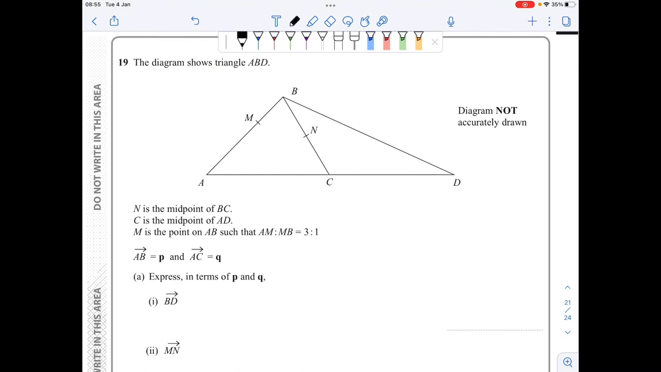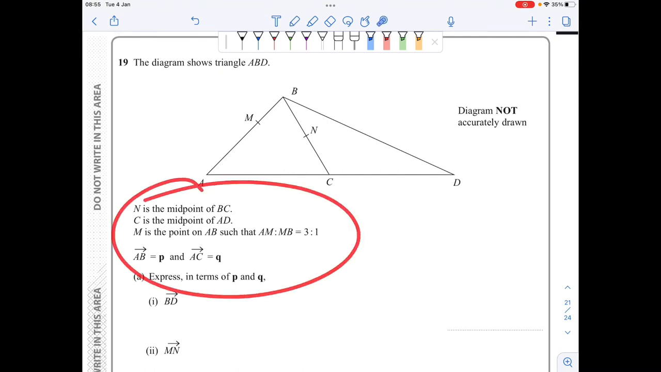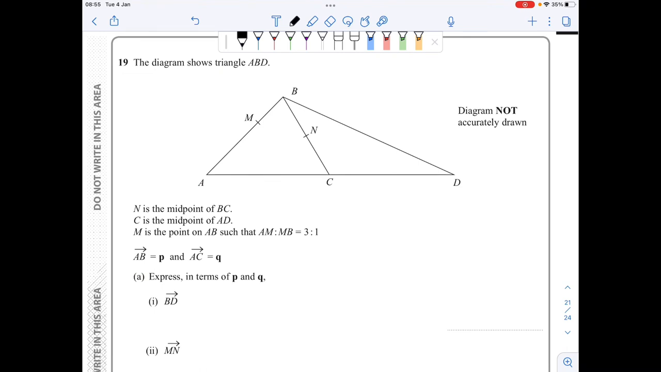I'll start question 19 by transferring this information on my diagram. So AB is equal to P. And since AM to MB is 3 to 1, it means that this is 3 parts, this is 1 part. So I've got 3 quarters and 1 quarter of P. AC is equal to Q. And since C is the midpoint of AD, then CD is also Q.